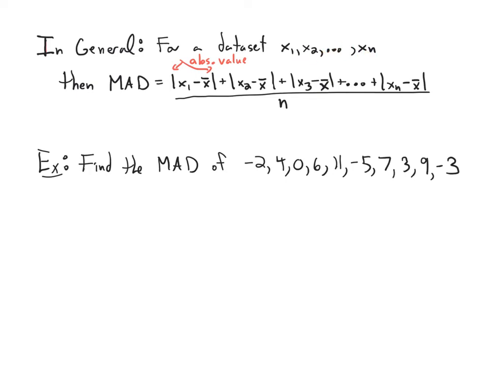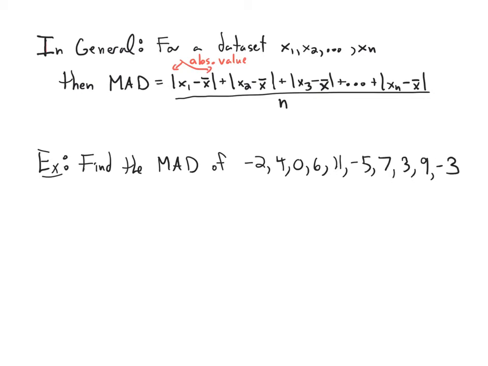I put some dots here just because I can't write out all of them. So if we had n of them, then we calculate the mean, and for each data point, we find the difference between the mean and that data point, take the absolute value because we don't care if it's positive or negative, and then take the average of all of those distances from the mean. So that's the idea. So let's do this example down here.